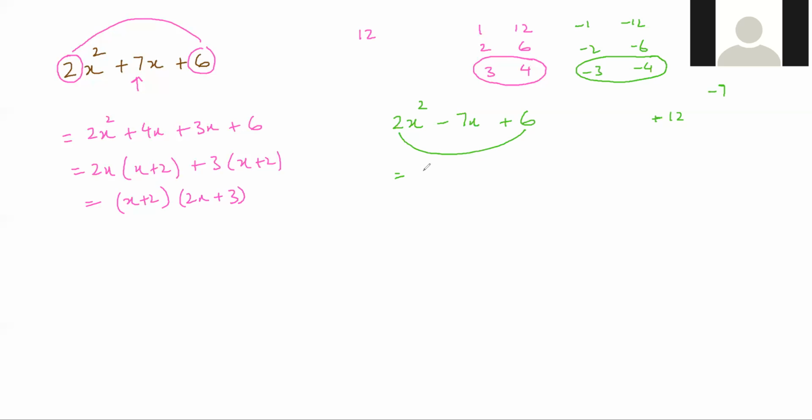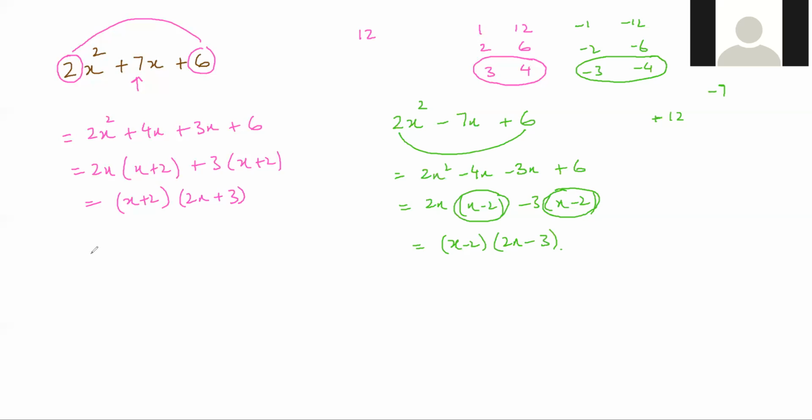So this will become 2x squared minus 4x minus 3x plus 6. This is 2x common from here. This is x minus 2. This is minus 3 common from here. This is x minus 2. The expression inside these brackets should always be the same. Only then you are doing this correctly. x minus 2 into 2x minus 3.